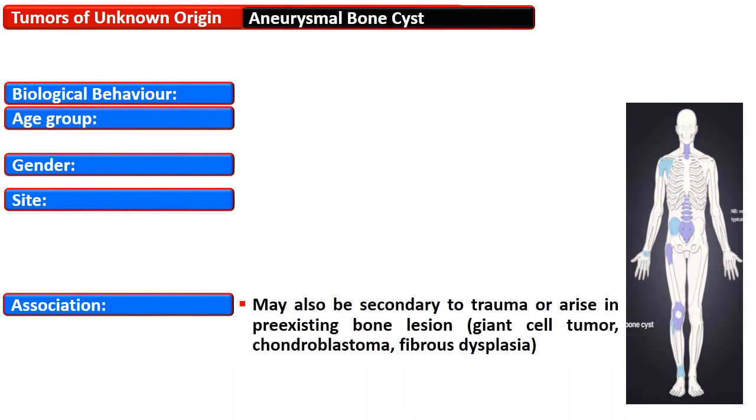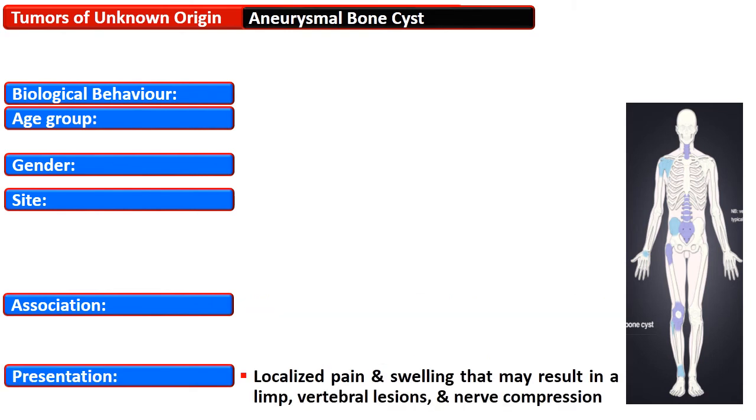The aneurysmal bone cyst may occur secondary to trauma or arise in pre-existing bone lesions such as giant cell tumor, chondroblastoma, and fibrous dysplasia, and they present with localized pain and swelling that may result in limping, vertebral lesion, and nerve compression.